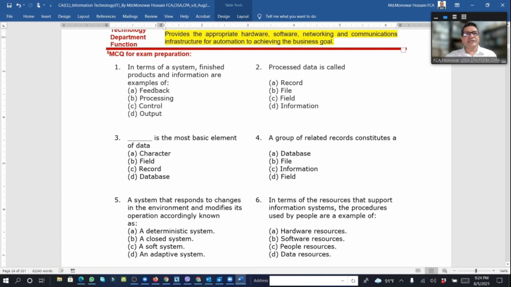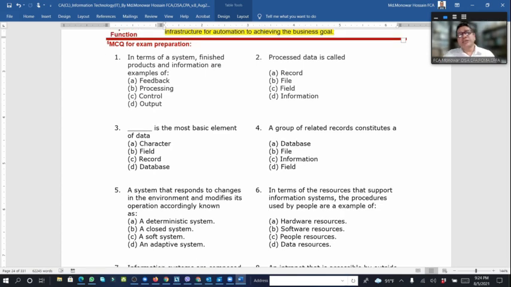Now let's see a few MCQs. There will be MCQs, fill in the blanks, and some small case studies. A few items are here, and not all are from the first chapter; some are from the IT side, just for understanding. Look here: in terms of system, finished products and information are examples of what? Feedback, process, control, output. Output. Yes, you are right. Output is the answer.